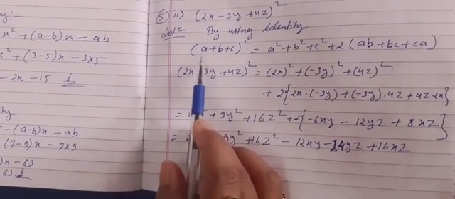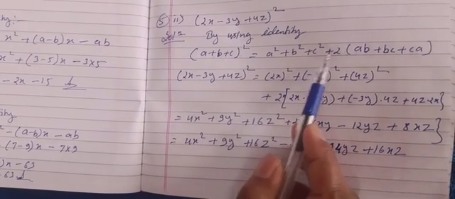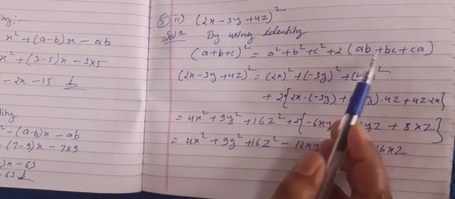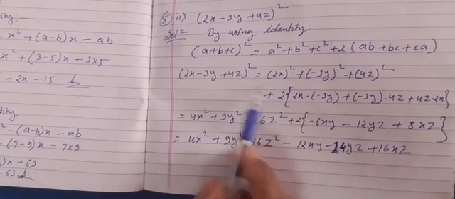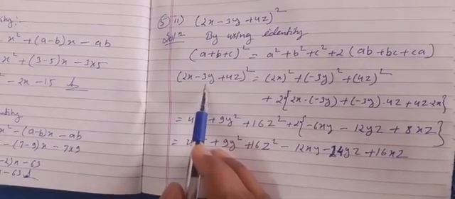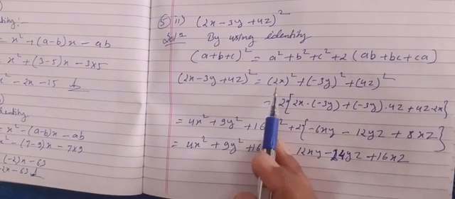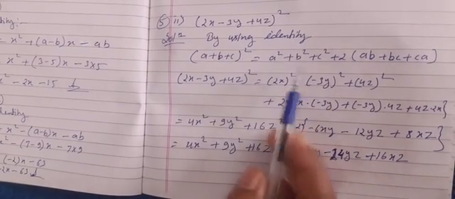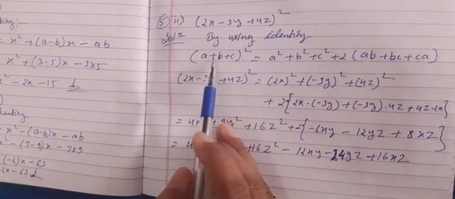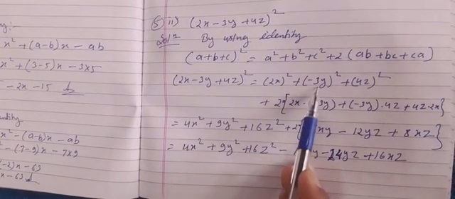So by using identity a plus b plus c whole square, the value will be a square plus b square plus c square plus 2 into within bracket ab plus bc plus ca. In place of a we will use 2x, in place of b we will use minus 3y, in place of c we will use 4z. So this is 2x square, and see what I have written here. I have written here plus minus 3y square, because in my formula there is no minus sign, but in my question there is minus sign, so I will take it with my number.